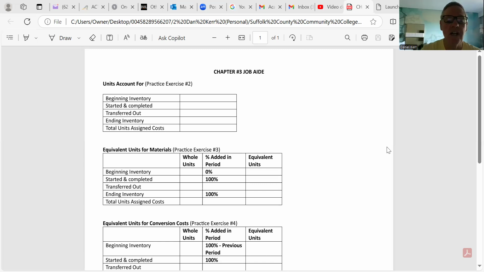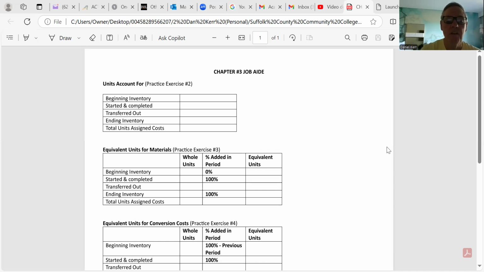As far as started and completed, the fact that it's started and completed, you can assume they're 100% complete with regard to materials. And then the ending inventory, since materials are added at the beginning of the process, you can assume that they would be 100% added this period as well.